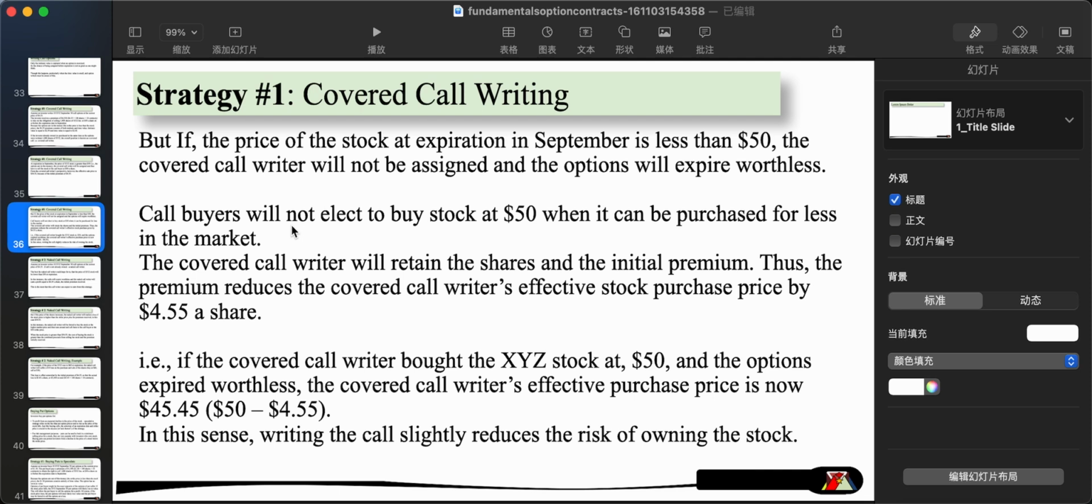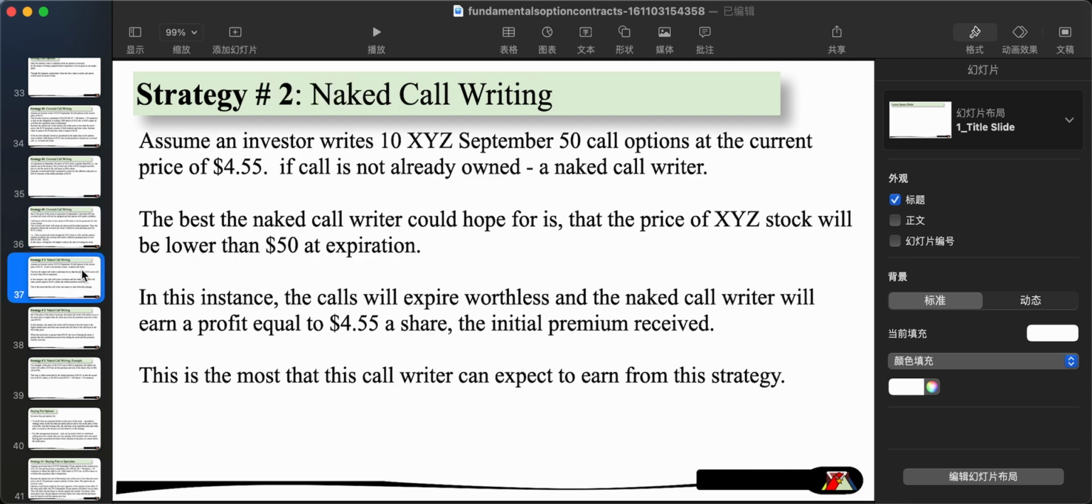For example, if the covered call writer bought the XYZ stock at $50 and the options expire worthless, the covered call writer's effective purchase price is now $45.45, which is $50 minus $4.55. So in this sense, writing a call slightly reduces the risk of owning the stock. So it could be viewed as an alternative strategy of owning the stock and just waiting.